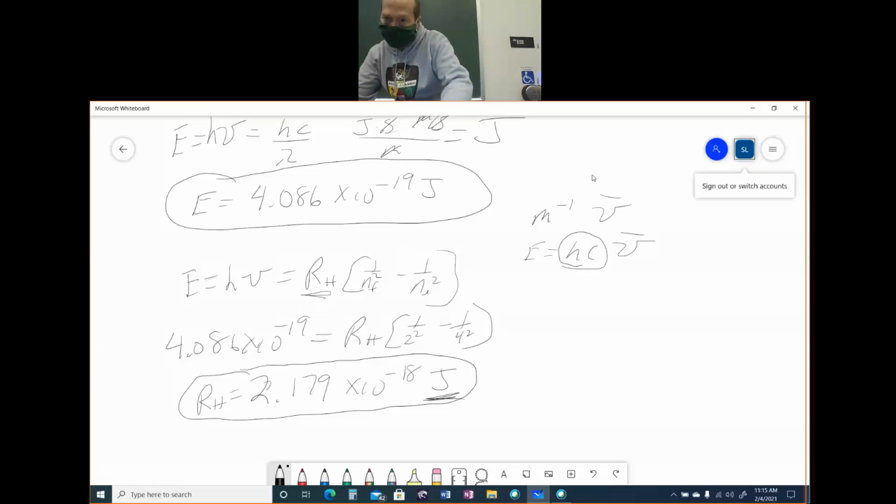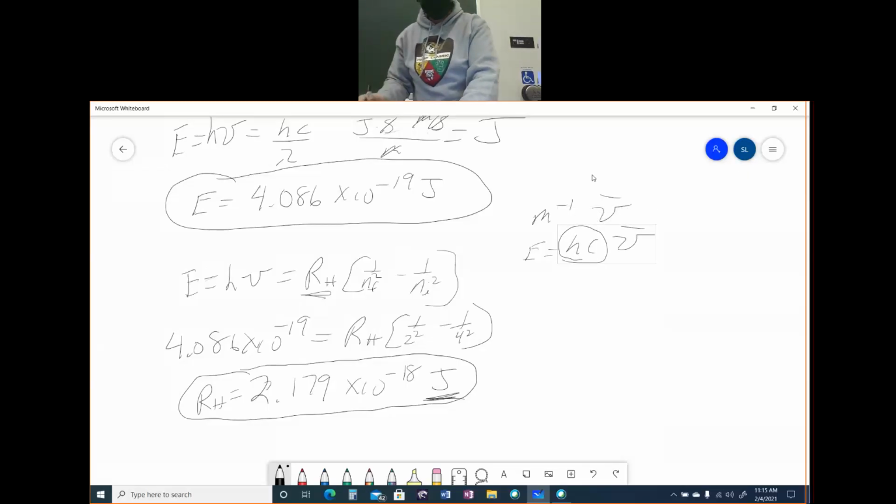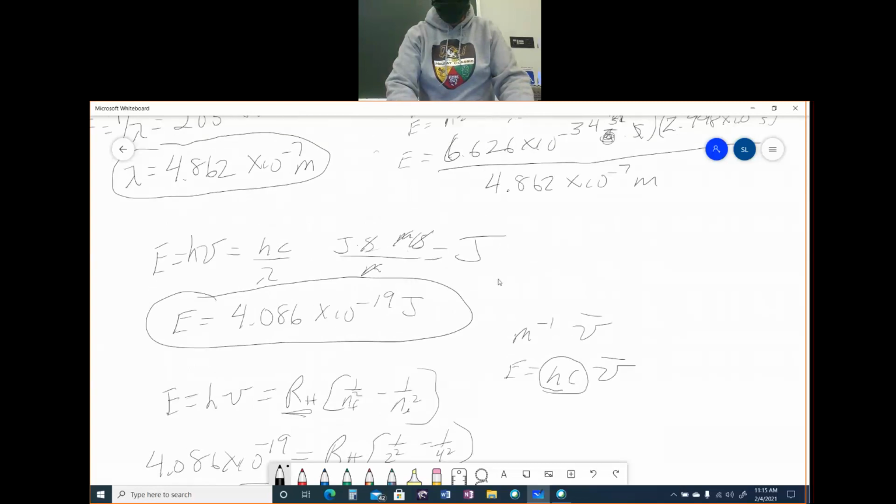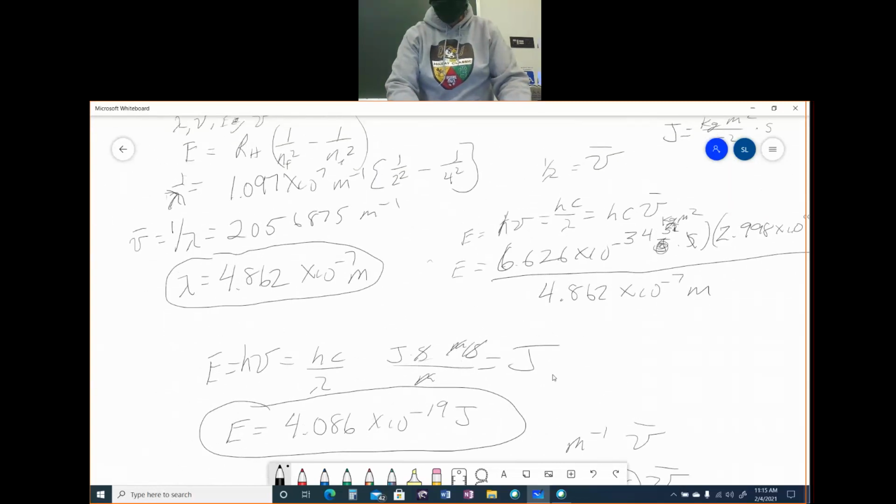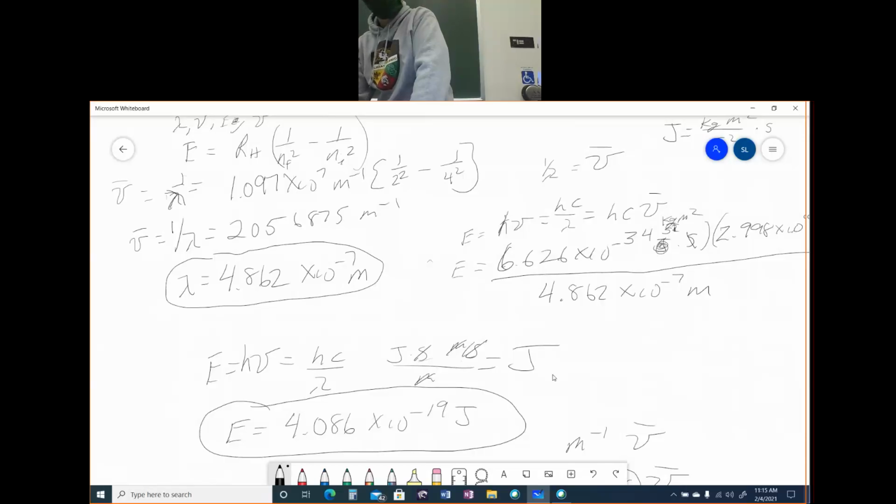So this book gives the units for the Rydberg constant in meters to the minus 1. And so you're not solving for energy, you're solving for 1 over lambda, which is nu bar, and then you would have to convert that into energy. So I imagine a lot of books would have it in both joules and in meters to the minus 1.